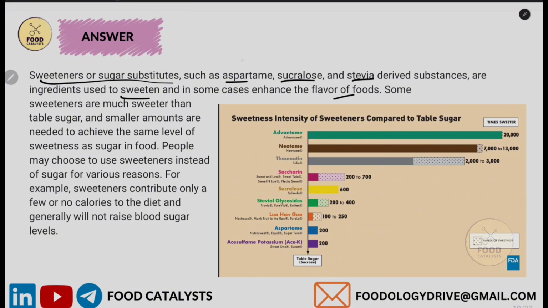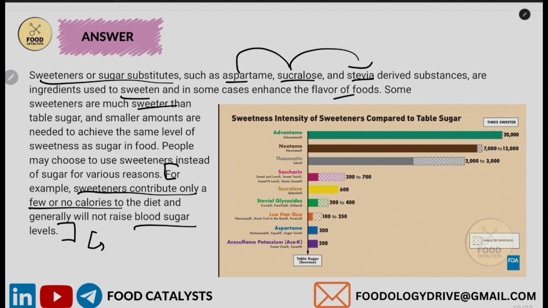The use of these specific components like aspartame, sucralose, stevia is actually suggested because they are much sweeter than sucrose. Okay, this will give an enormous amount of sweetness. So that's why people use this. And also one more thing, for example, sweeteners contribute only a few to no calories, so it will not raise the blood sugar level. And some people also use this to stop weight gain and all. Okay, that has been debatable, but this is basically the whole concept behind sweeteners and how they are used.